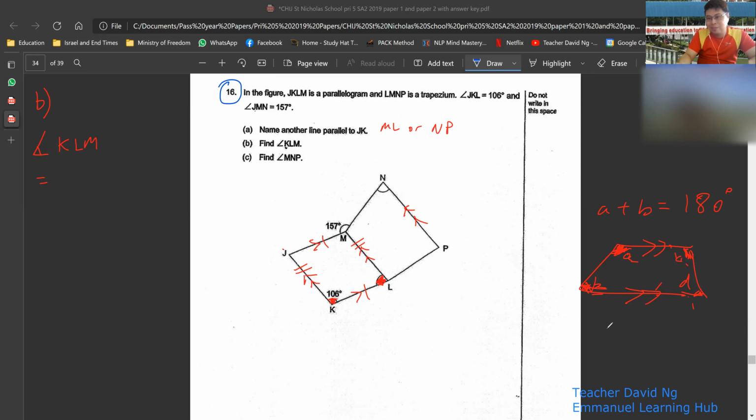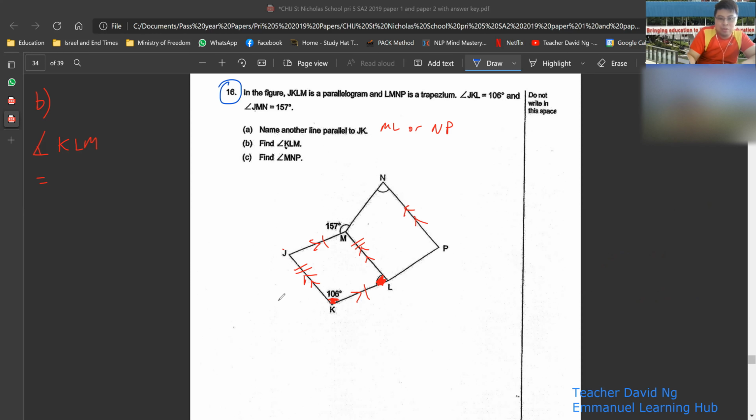Okay, so A plus B is 180. So that means this angle plus this angle is... Oh, the whole thing is 360. No, I'm asking you, this angle and this angle add together is 180. What is the reason? Because they are supplementary angles.